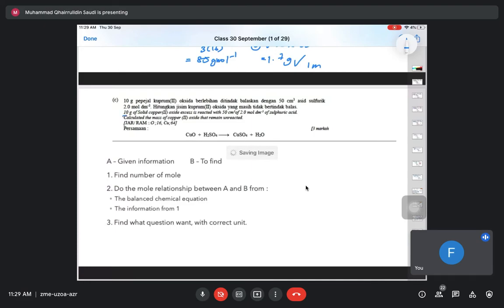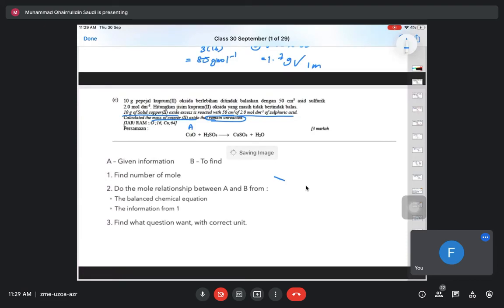10 gram of solid copper oxide excess is reacted with 50 cm3 of 2.0 mol per dm cube of sulfuric acid. Calculate the mass of copper oxide that remain unreacted. Okay, so sekarang ni given yang mana? Solid copper oxide, betul? So this is our given.